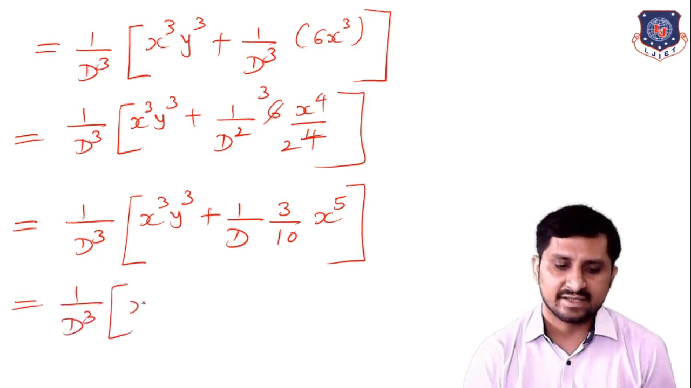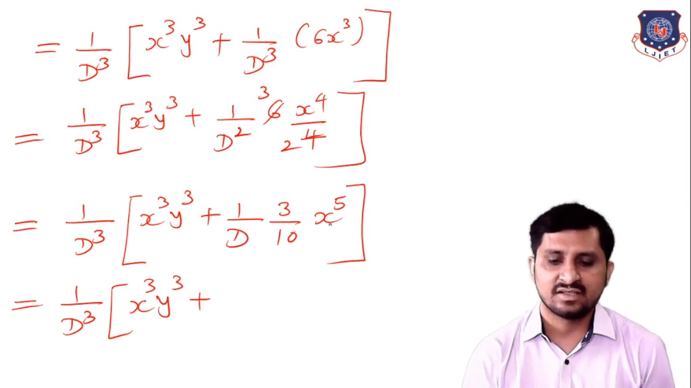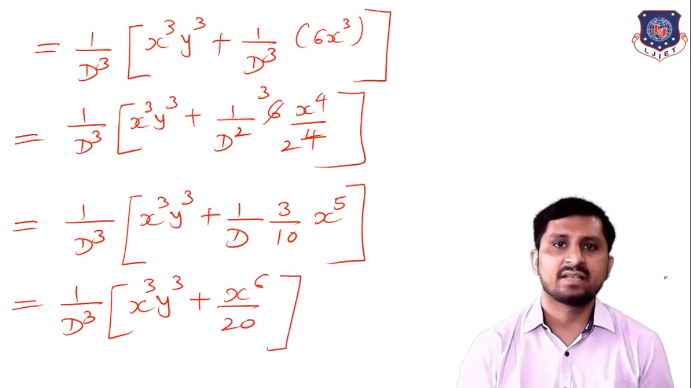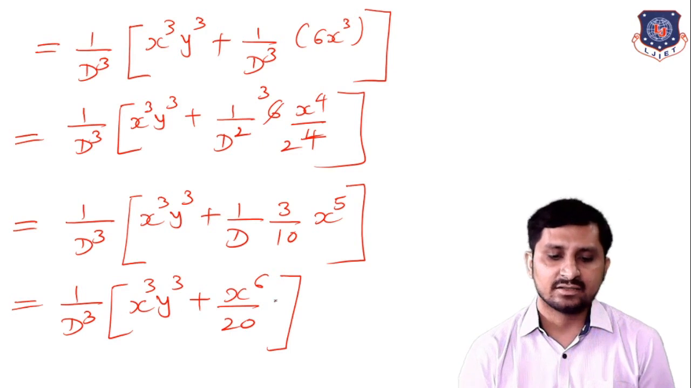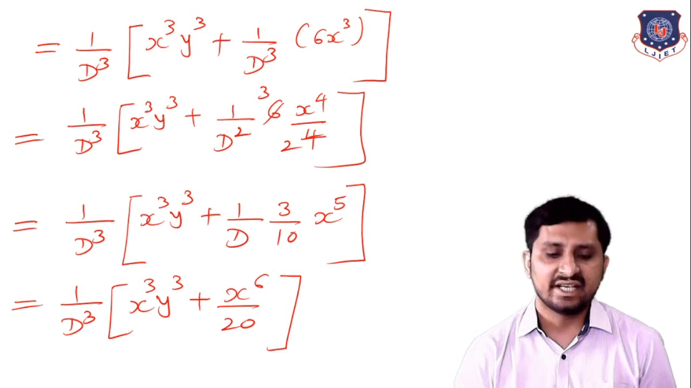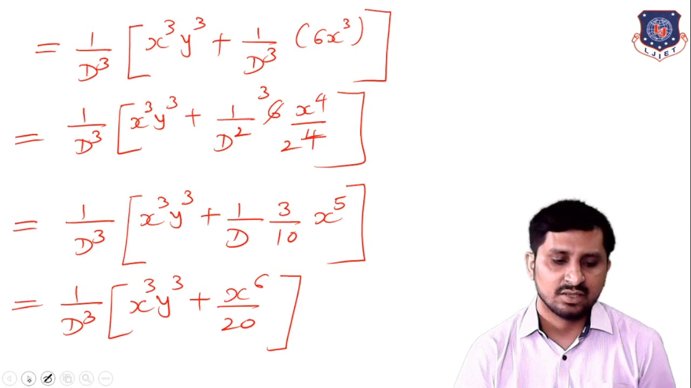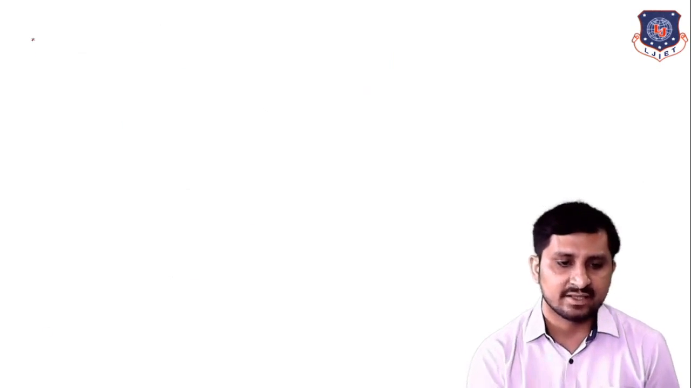So 1 upon D cube, x cube y cube plus, now this is x raised to 6 by 6. So 10 into 6, that is 60, and in the numerator we have 3. So I can write x raised to 6 by 20, because 3 by 60 can be written as 1 by 20. Now again the whole function, I have to integrate with respect to x 3 times, because outside the bracket I have 1 upon D cube.